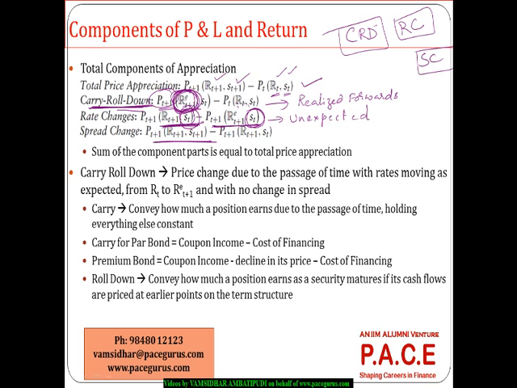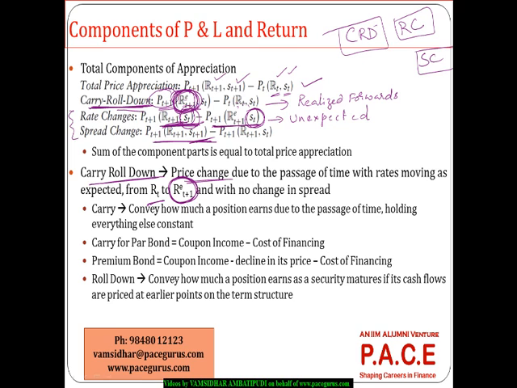Right now, what do we mean by this carry roll down? The other two are very clear for us. The rate change, because the term structure has changed and because of which I would have made a profit or a loss. The spread of the security has changed because of which I had made a profit or a loss. But when I am talking of carry roll down, I am talking about the price that is changing with the passage of time, rates moving to some expected level. I have already predicted that the term structure will move from RT to RT plus 1.